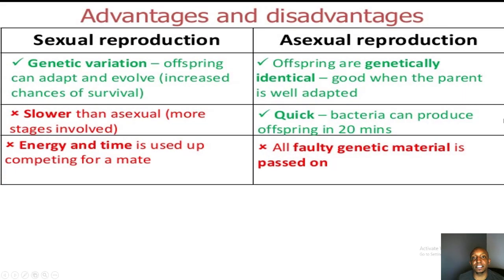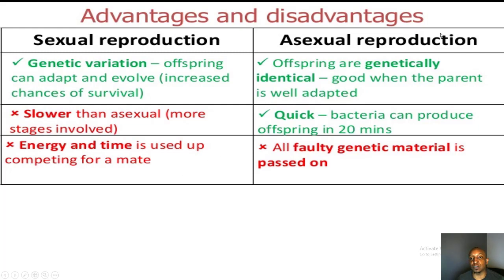And now let's take a look at the advantages and disadvantages of sexual and asexual reproduction. So one of the major advantages of sexual reproduction is that it increases genetic variation. So offspring can adapt and evolve, and it increases their chances of survival. So this means you have many different combinations of variations of genes and traits, which increases that offspring's chance of survival. A disadvantage of sexual reproduction would be that it's slower than asexual and more stages involved. So that means it takes time for sexual reproduction to occur. And then energy and time is used up to compete for a mate and also for the sexual reproduction part.